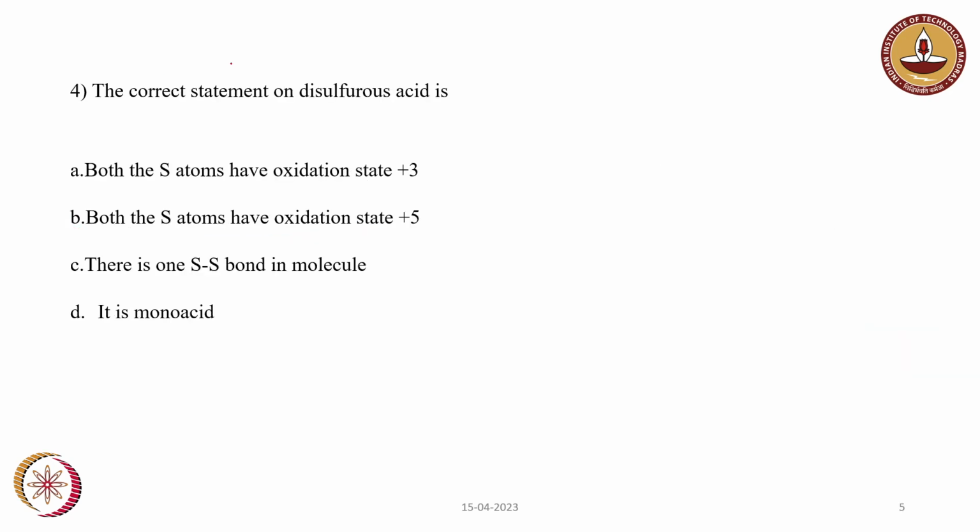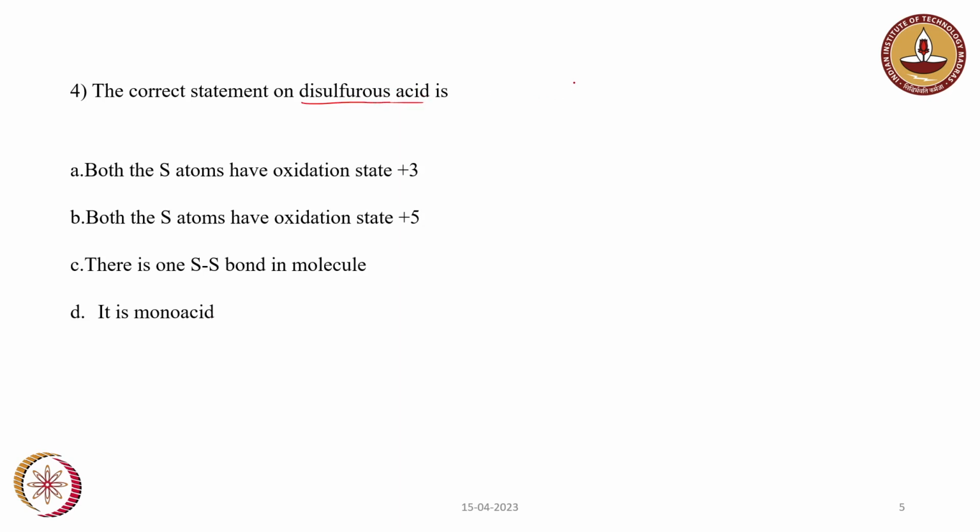Next question is, the correct statement on disulfurous acid is option A, both the S atoms have oxidation state +3. Option B, both the S atoms have oxidation state +5. Option C, there is one SS bond in the molecule. And option D, it is monoacid. So we are asked for disulfurous acid.